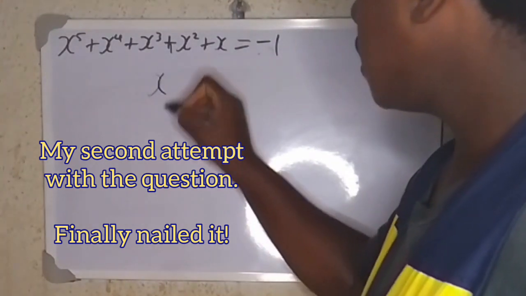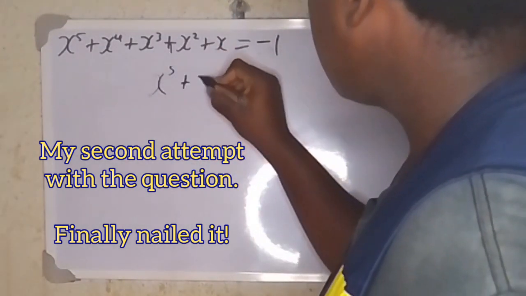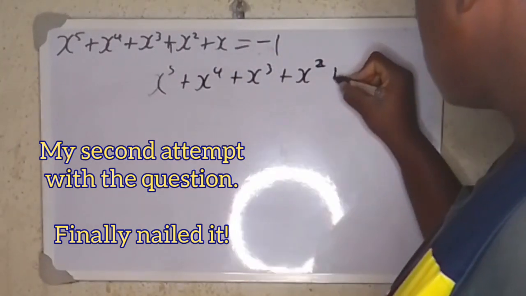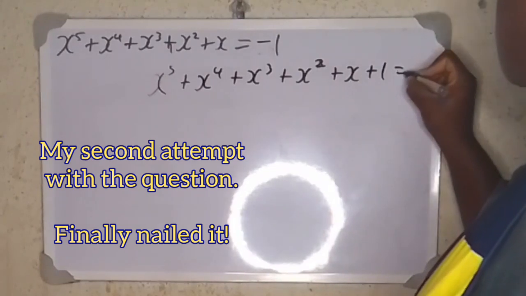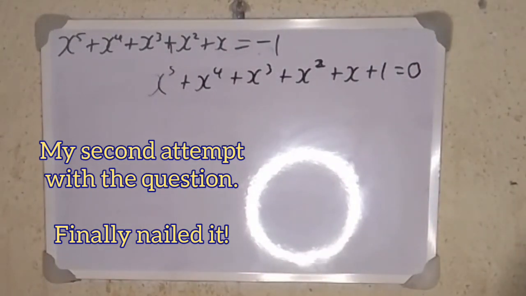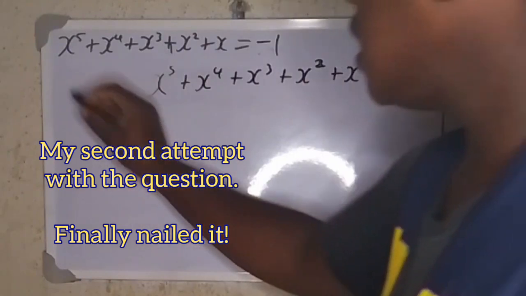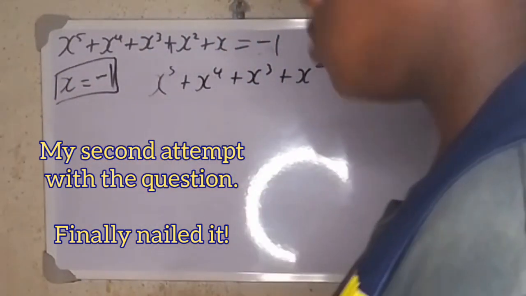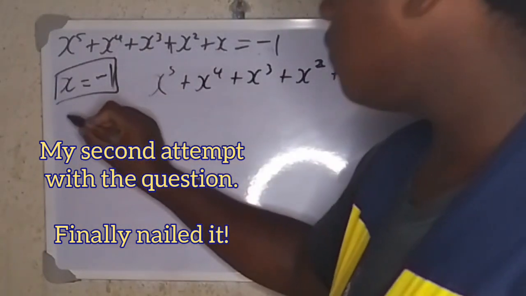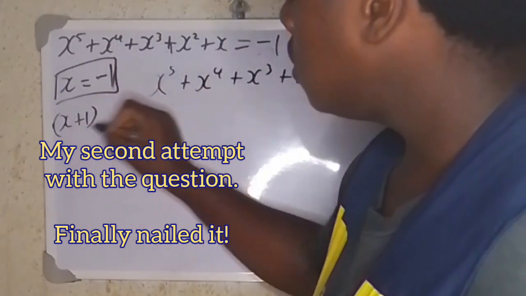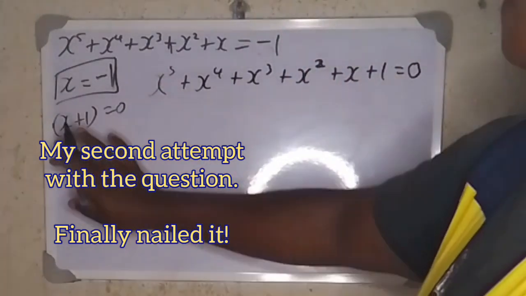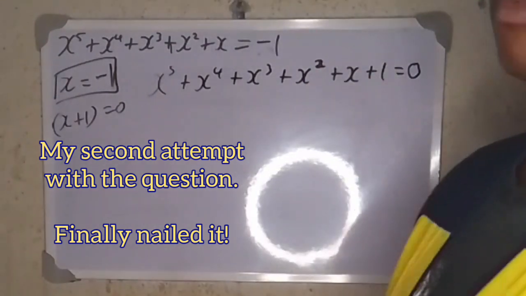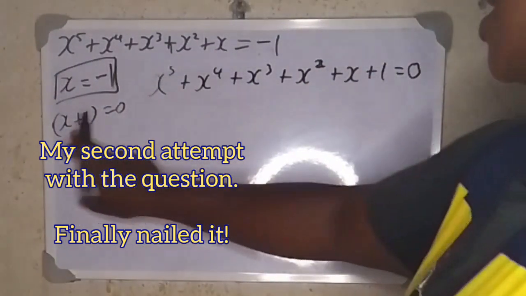So we have x to the power of 5 plus x to the power of 4 plus x to the power of 3 plus x to the power of 2 plus x plus 1 is equal to 0. Now we know from the start, remember I said that x is equal to negative 1, because negative 1 works in the question. So if x equals negative 1, that means x plus 1 is equal to 0. If x plus 1 is equal to 0, that means x plus 1 is a factor of this polynomial. So we can divide this polynomial by x plus 1.